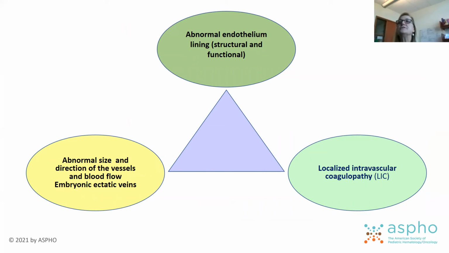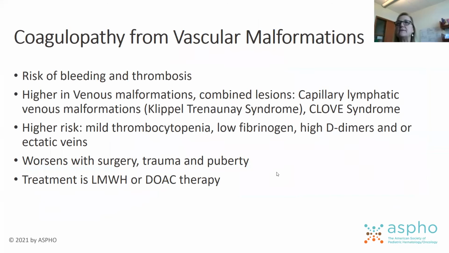I'm going to just push this and stress this a little more, but this is why patients with venous malformations can have problems with coagulopathy. They have an abnormal endothelium, so structurally and also functionally. There's abnormal size of these vessels, and so the blood is slower through them. Remember, these are extra veins. These are not the normal veins that you have, so they're more ectatic. They're more like embryonal structures. And this is what leads to this localized intravascular coagulopathy.